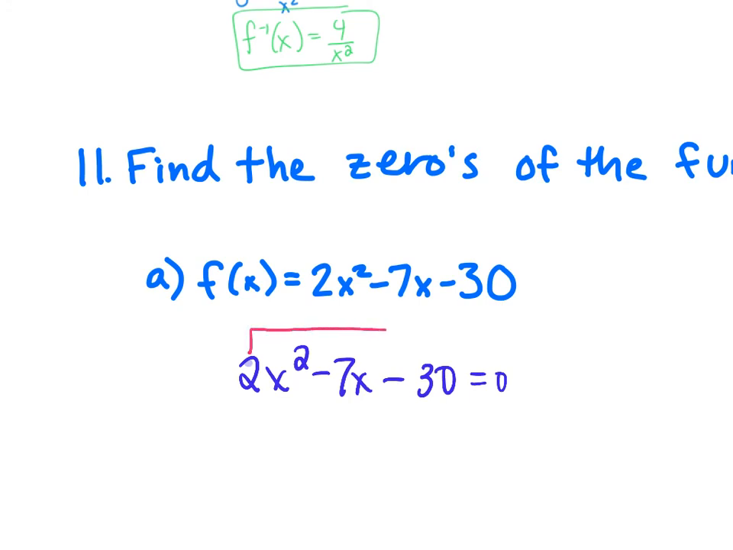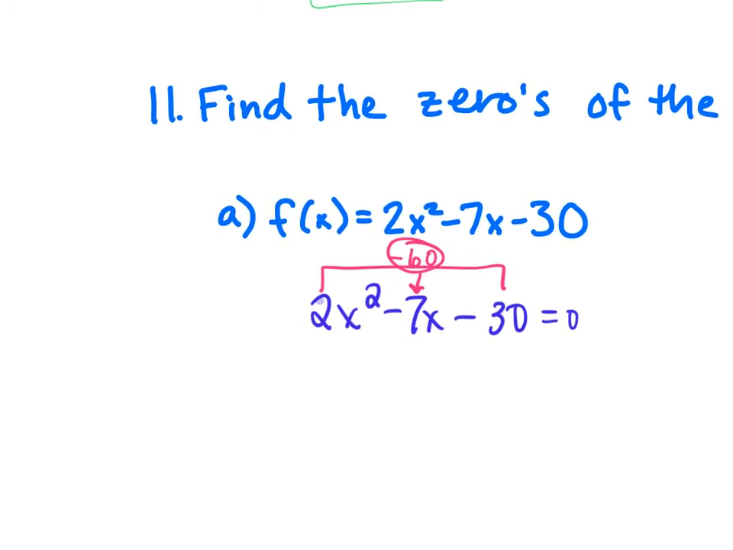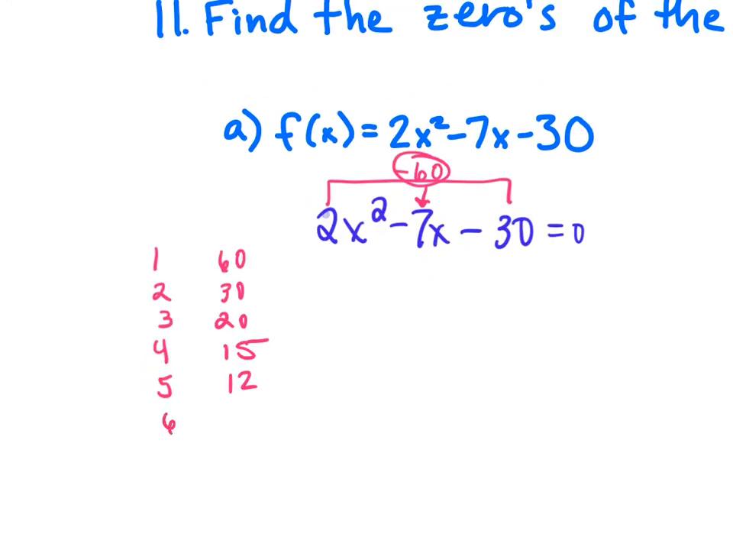A is not 1. A times C, negative 60. What are the factors of negative 60 that multiply to give me negative 60, but add to give me negative 7? If you don't know the factors right off the bat, just write the factors out. 1 and 60, 2 and 30, 3 and 20, 4 and 15, 5 and 12, 6 and 10.